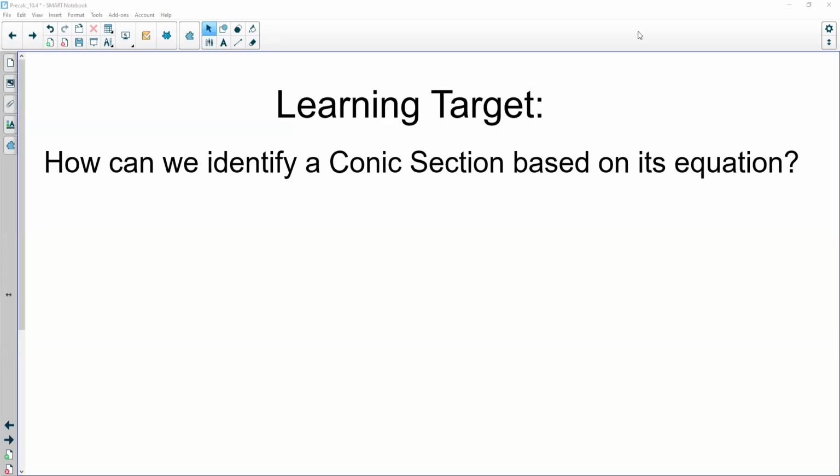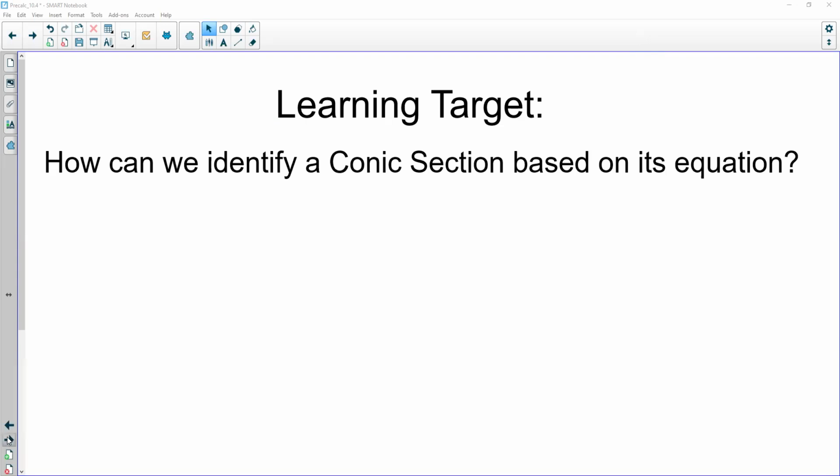Calculus students, welcome to our final and hopefully shortest lesson of our unit on conic sections. Our goal for today is simply to be able to look at an equation and determine which conic section it goes with. The nice thing about this lesson is you're not required to really do any work. You don't have to do any completing the square. The goal is for you to look at the equation and, based on its characteristics, determine which conic section it goes with.